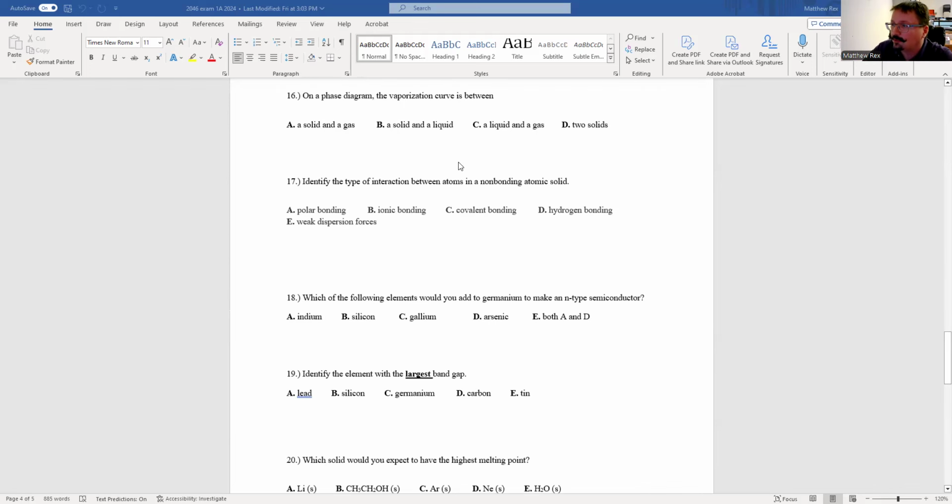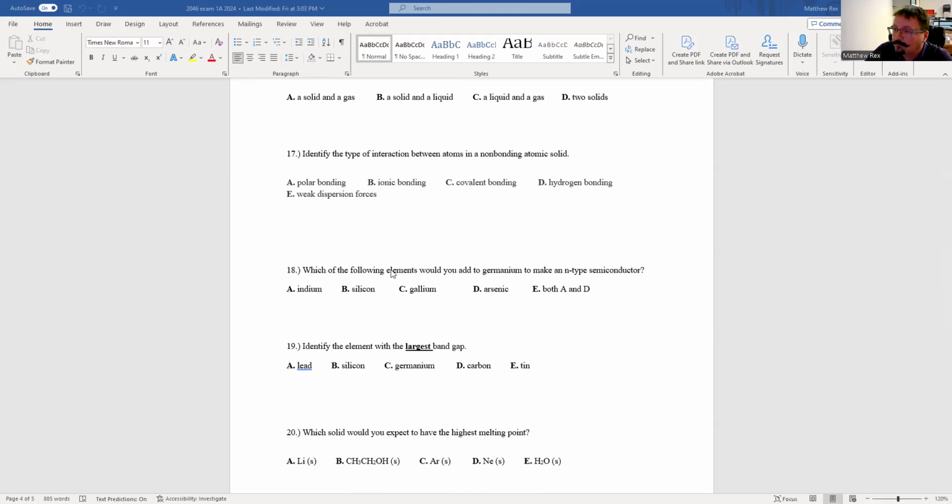Identify the type of interaction between atoms in a non-bonding atomic solid. So non-bonding atomic solid would be a single atom and they're not actually bonded. The noble gases are a really good example of this. So if we have neon at all our lattice points, and they're not actually bonded, we don't have intramolecular forces, we only have intermolecular forces, and the types of forces present there would be weak dispersion forces. Otherwise, we'd be looking at metallic solid or a network covalent or something like that.